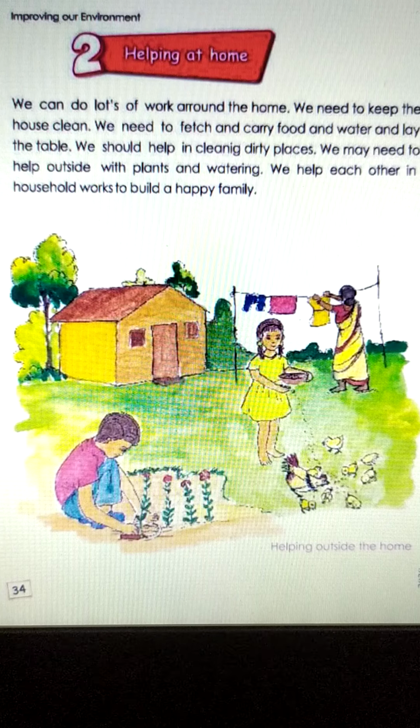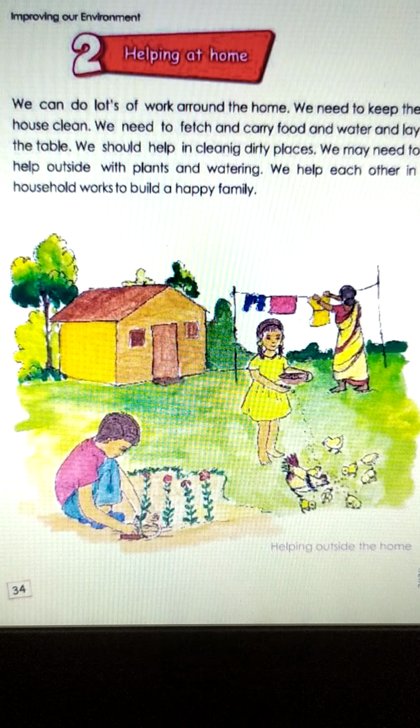Do you know the meaning of fetch? The meaning of fetch is go and bring. Now you can go to the kitchen and bring all the food from your mom and carry it to the dining table. You can also fetch water and lay it on the dining table to have your lunch or dinner. You can help your mom or any members of your family by carrying the food and water and laying the table.